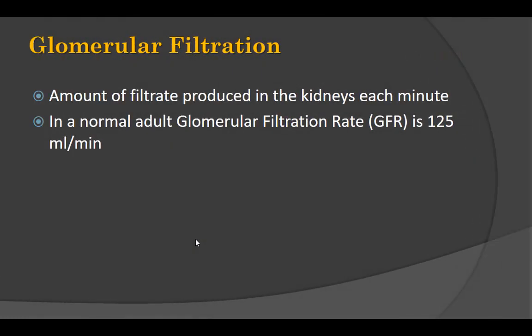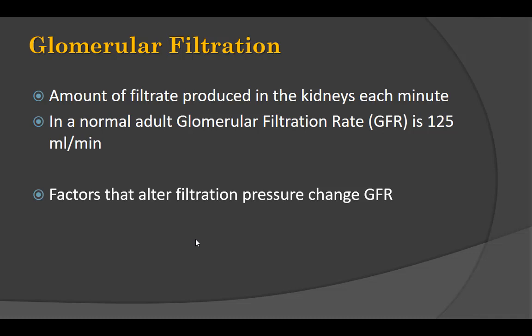Let's look at the glomerular filtration. What is glomerular filtration? The amount of filtrate produced in the kidney each minute. Normally the value is about 125 milliliters per minute. This is the amount that is filtered at the Bowman's capsule. This is not the amount that appears as urine because most of it will be reabsorbed later. This is just the filtration. Okay. Now factors that alter filtration pressure will change GFR.